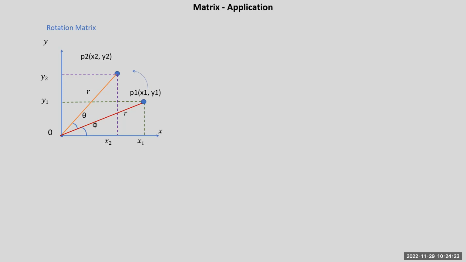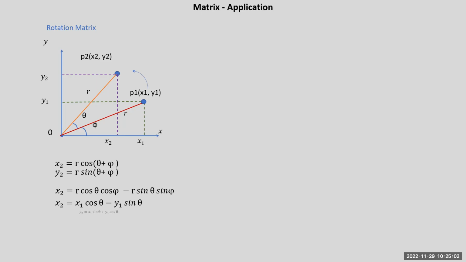Now consider point P2 with radius r. The projection x2 is given by r cos(theta plus phi), because the total angle is theta plus phi. Similarly, y2 is equal to r sin(theta plus phi). If you solve this equation using trigonometric identity, you can expand it to x2 equal to r cos theta cos phi minus r sin theta sin phi. Here you will find r cos phi and r sin phi form the x1 and y1 projections, and when you substitute, you will get a very elegant equation: x2 is equal to x1 cos theta minus y1 sin theta.